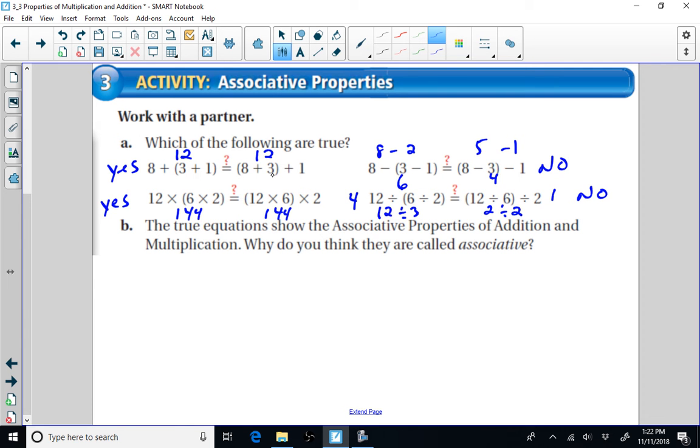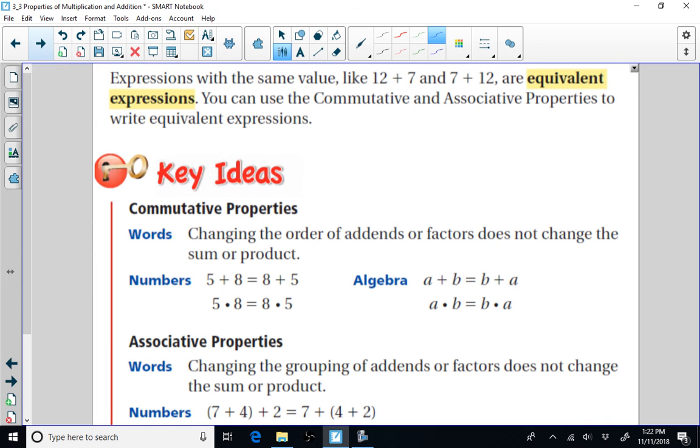Who are you grouped with? Here the 3 and the 1 are grouped together. Here the 8 and 3 are grouped together. When the grouping changes, notice the order stays the same: 8, 3, 1. Right? The order stays the same. 12, 6, 2. The order stays the same, but the grouping changes, and that's how the associative property works.